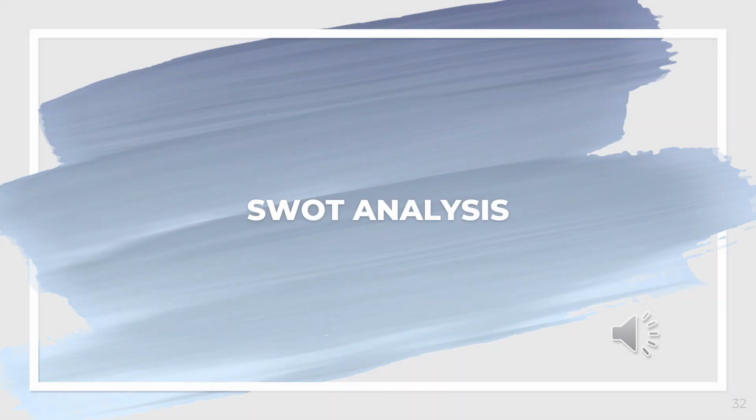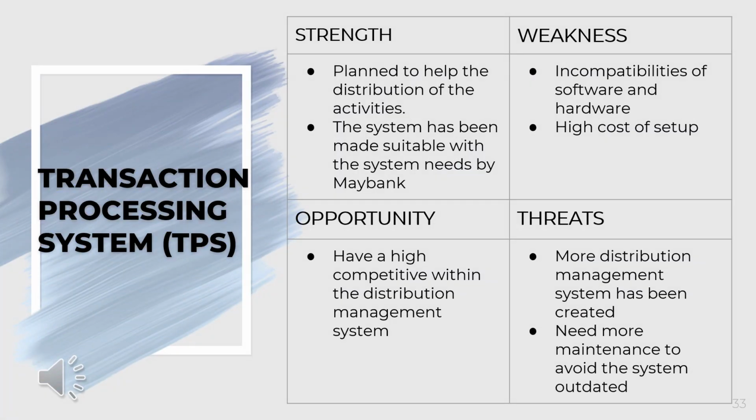Okay, the thing that we'll see in the next slide is SWOT analysis. As you can see, this is the SWOT analysis for Transaction Processing System, which is known as TPS. Let's go straight to the strengths. The first one is that they plan to help the distribution of the activities. The second is the system has been made suitable for the system needs by Maybank. Moving on to weaknesses, there are only two: there are incompatibilities of software and hardware, and it has a high cost of setup.